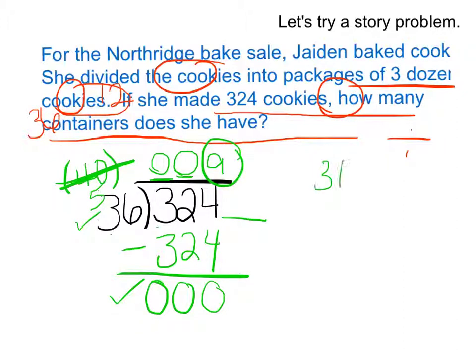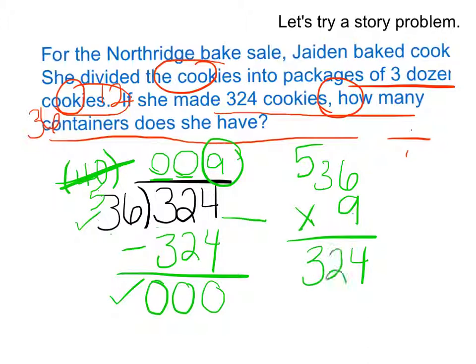But because I'm a good math student, I am going to multiply to check. 6 times 9 is 54. Carry my 5. 9 times 3 is 27. Plus 5 is 32. My product equals my dividend. So she needs 9 containers.